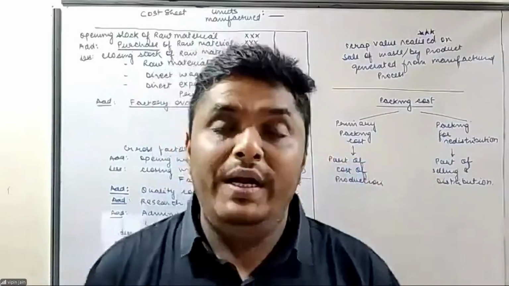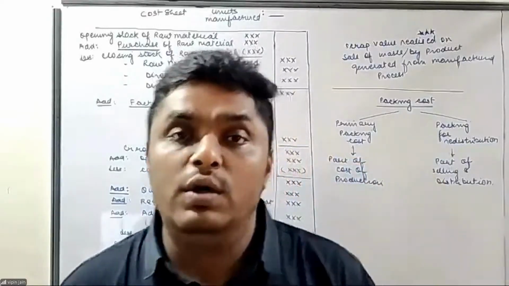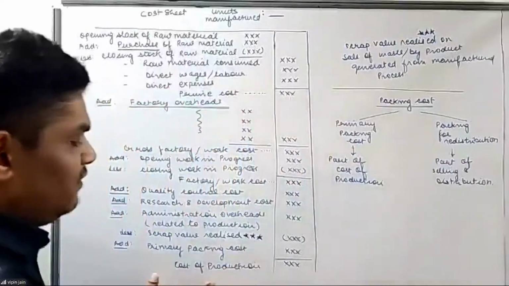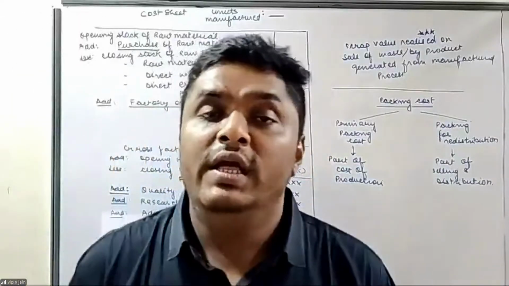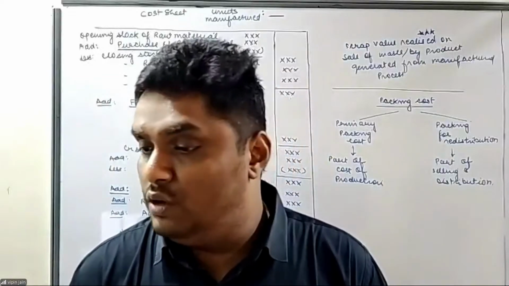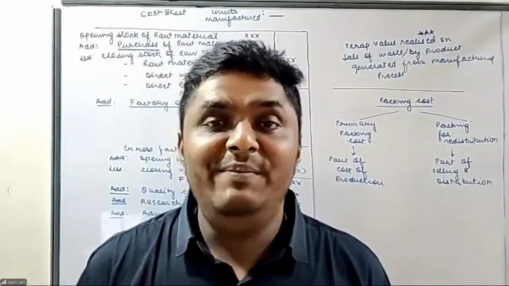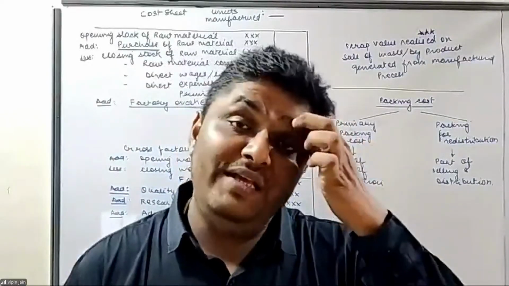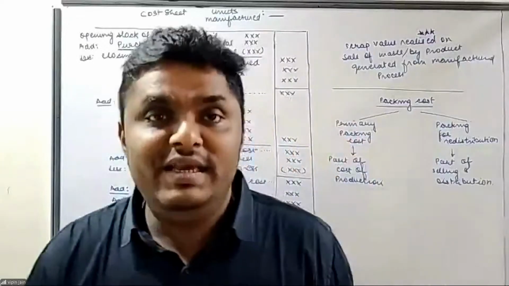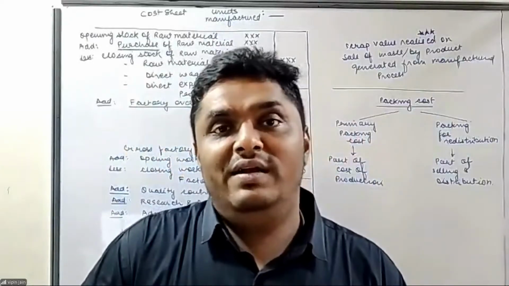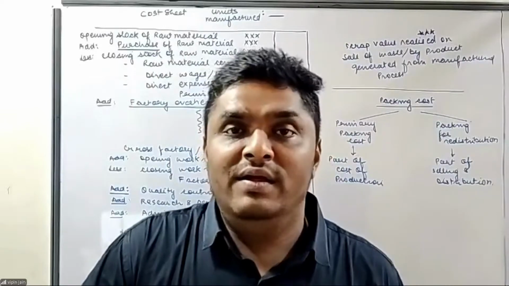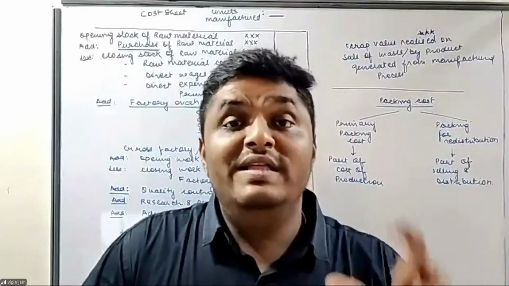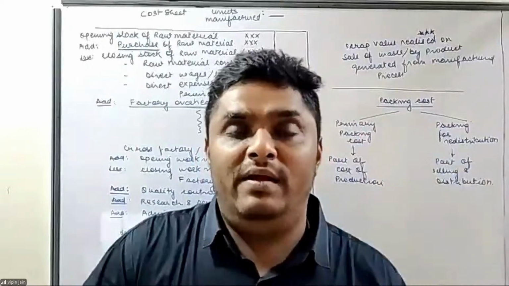Now, when talking about the primary packing cost, it will form part of cost of production. And when talking about packing for redistribution, it will go to selling and distribution cost. Let me discuss this part with the help of an example. Let's say you guys know that there is a renowned brand, Fruity. Now, these Fruities come in Tetra Pak.